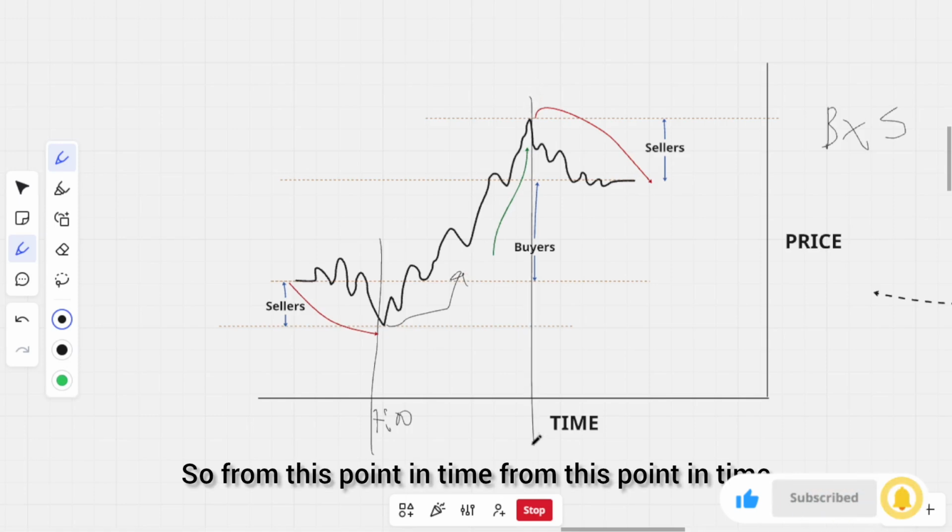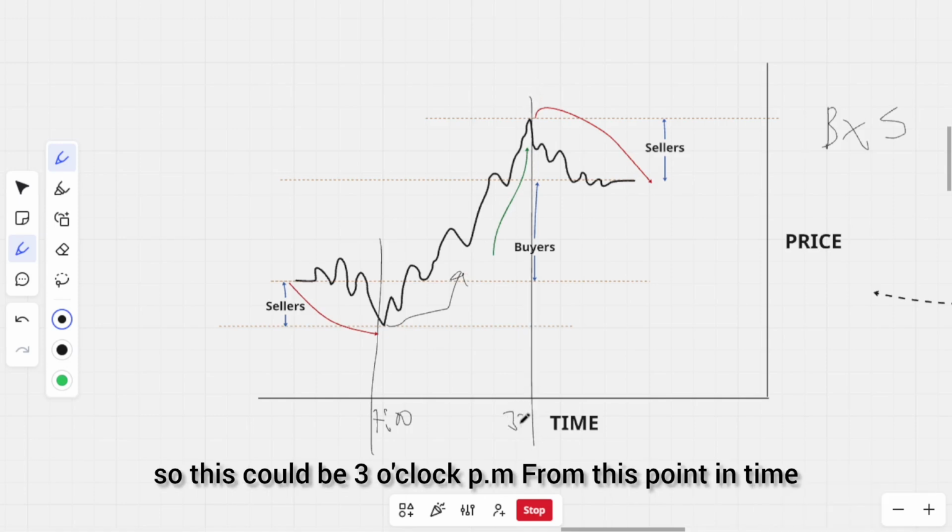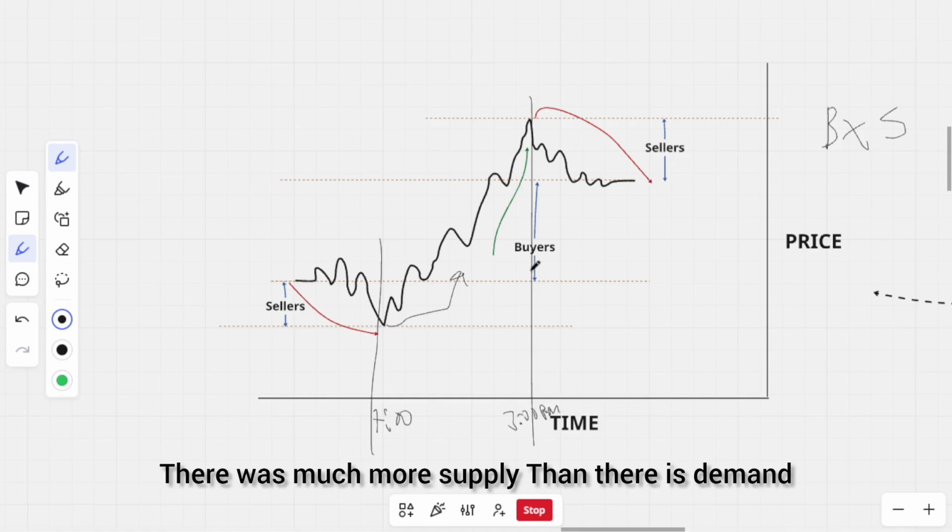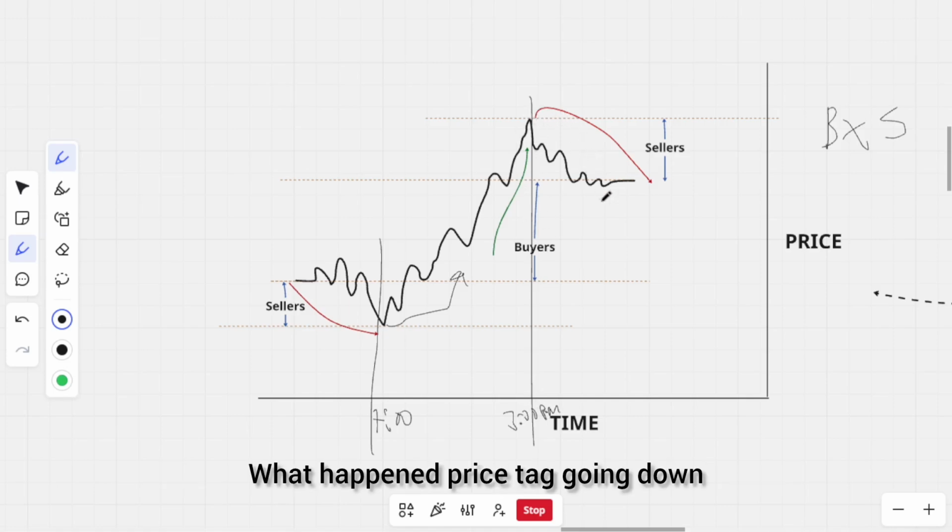So from this point in time, so this could be 3 o'clock p.m. From this point in time, there was what? More supply than there is demand. What happened? Price started going down.